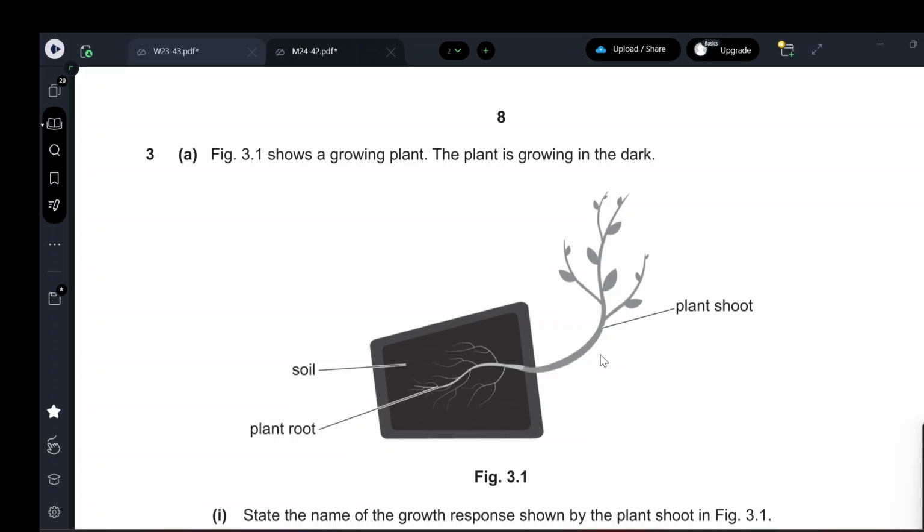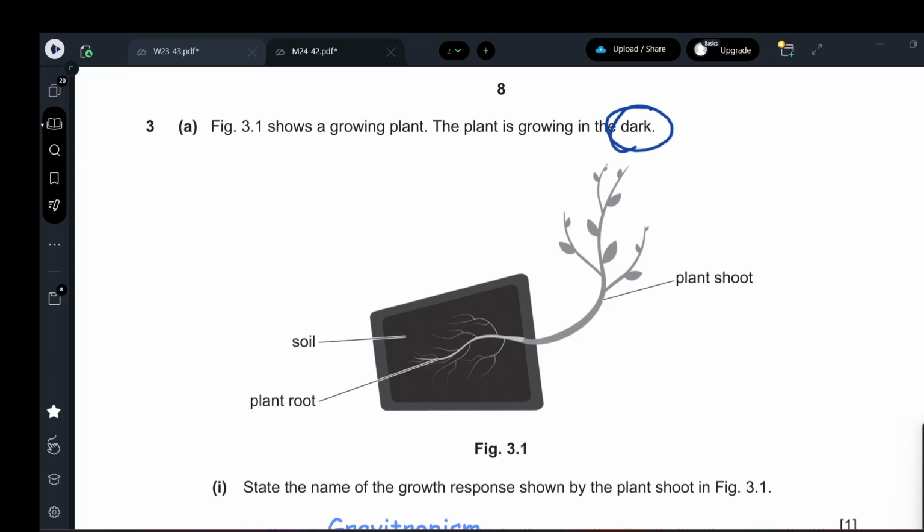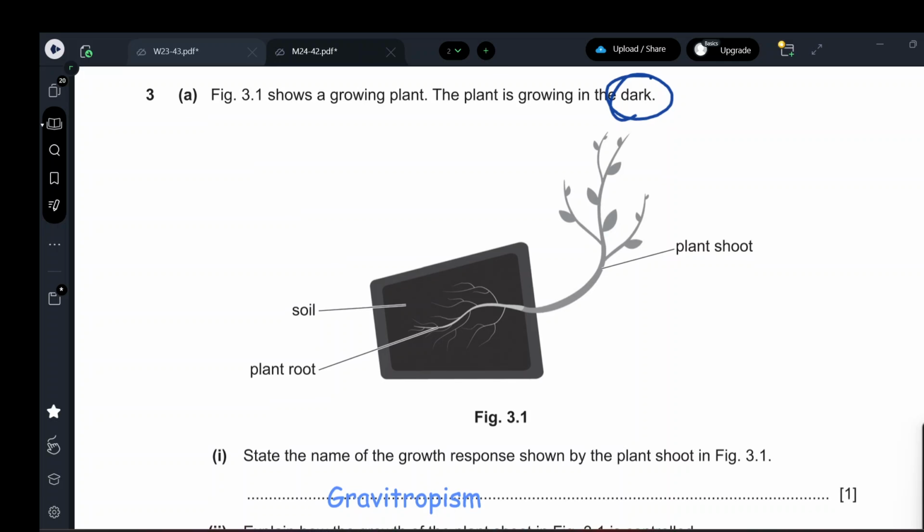Some of you will say phototropism. Wrong. Phototropism is wrong. Why is it wrong? Because he said that he puts it in the dark. There is no light, so there's no response to light. It bent upwards opposite to the gravity. So this is the response to gravity, gravitropism. What is the name of the growth response? It is negative gravitropism.